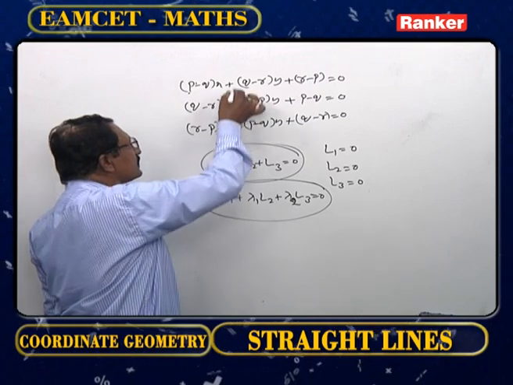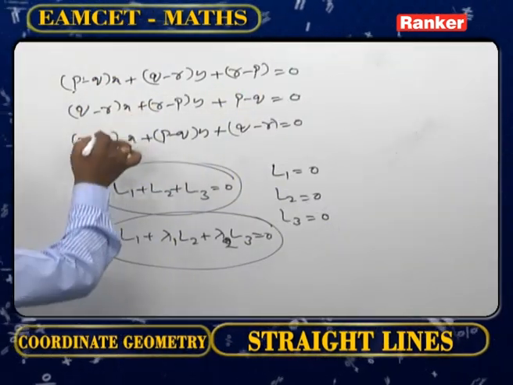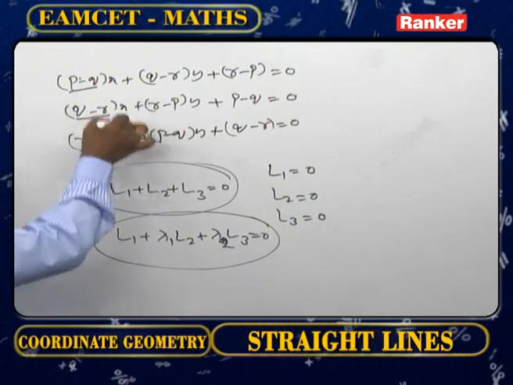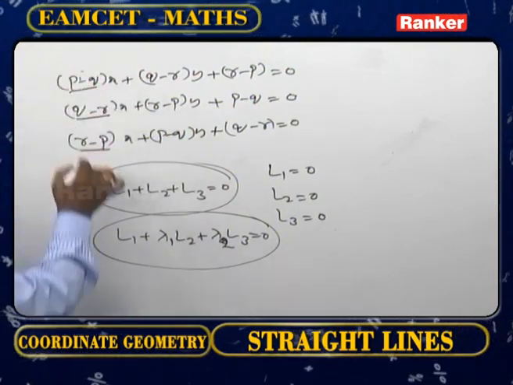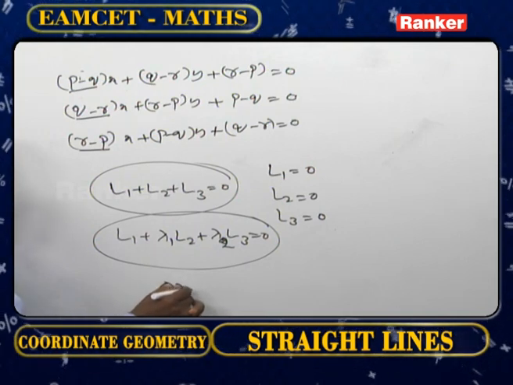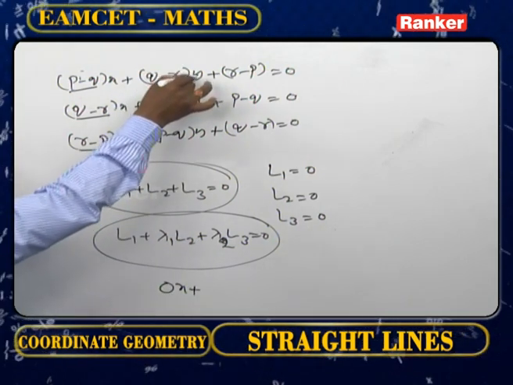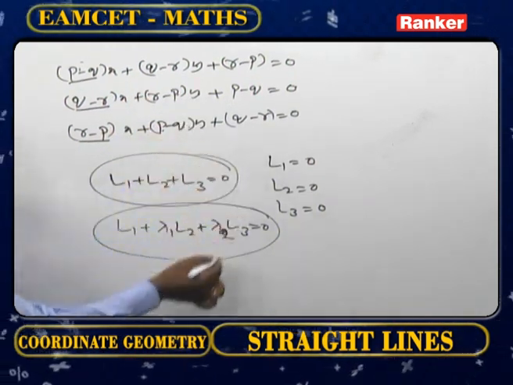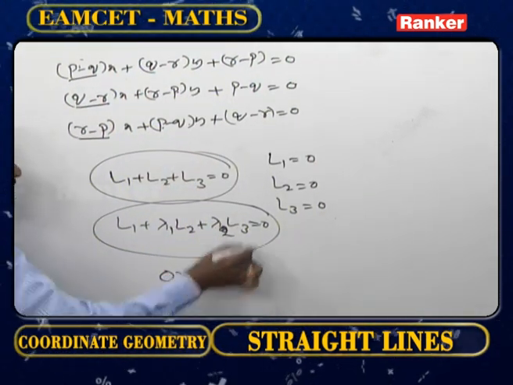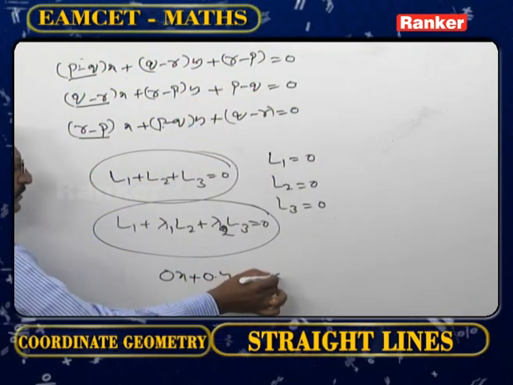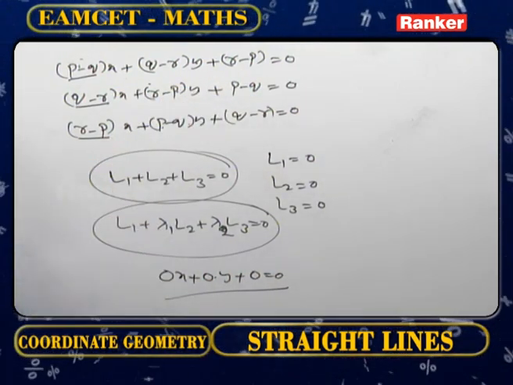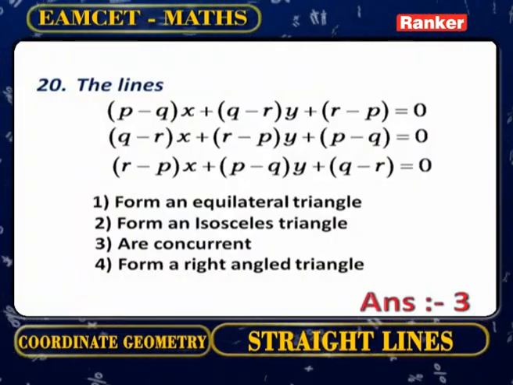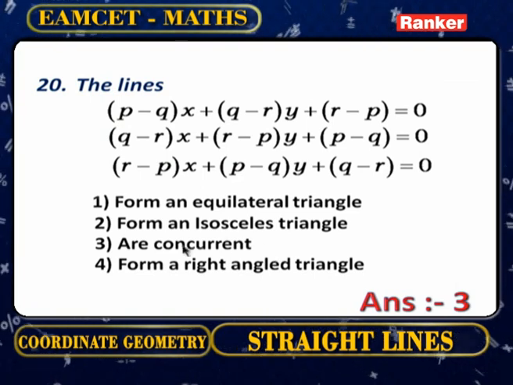By adding the three equations, we get the sum of the x coefficients, p minus q plus q minus r plus r minus p, which equals 0, so we get 0 into x. Similarly, y taken common, q minus r plus r minus p plus p minus q, also 0 into y, and the constant is also 0. Now the sum of the three equations equals 0, so the three lines are concurrent. The option is the third option.